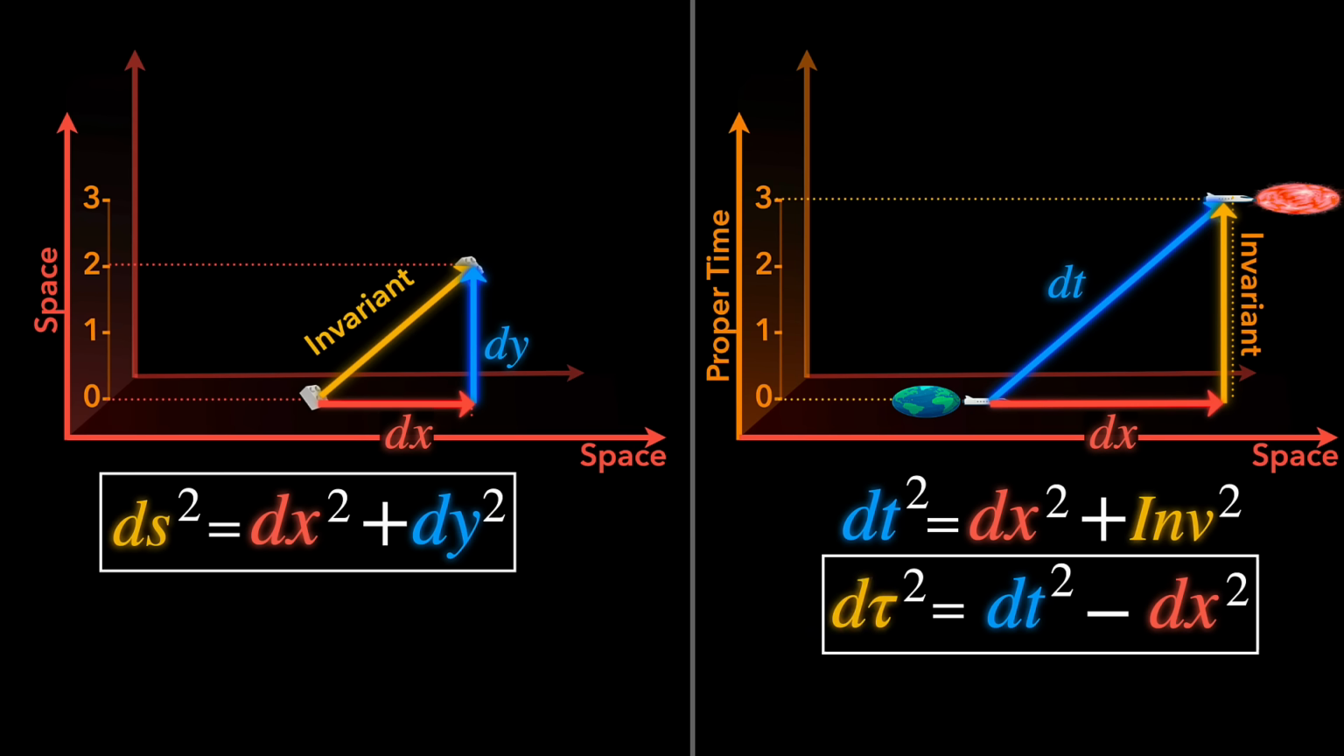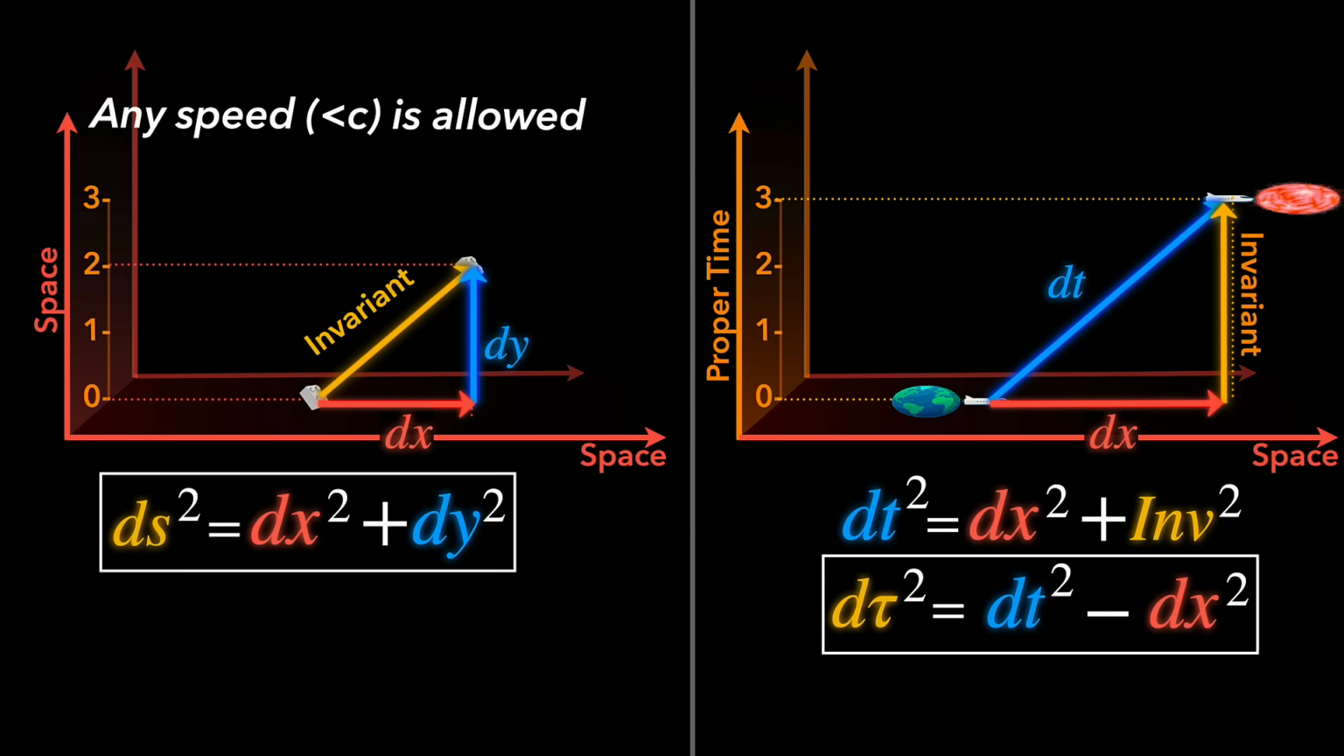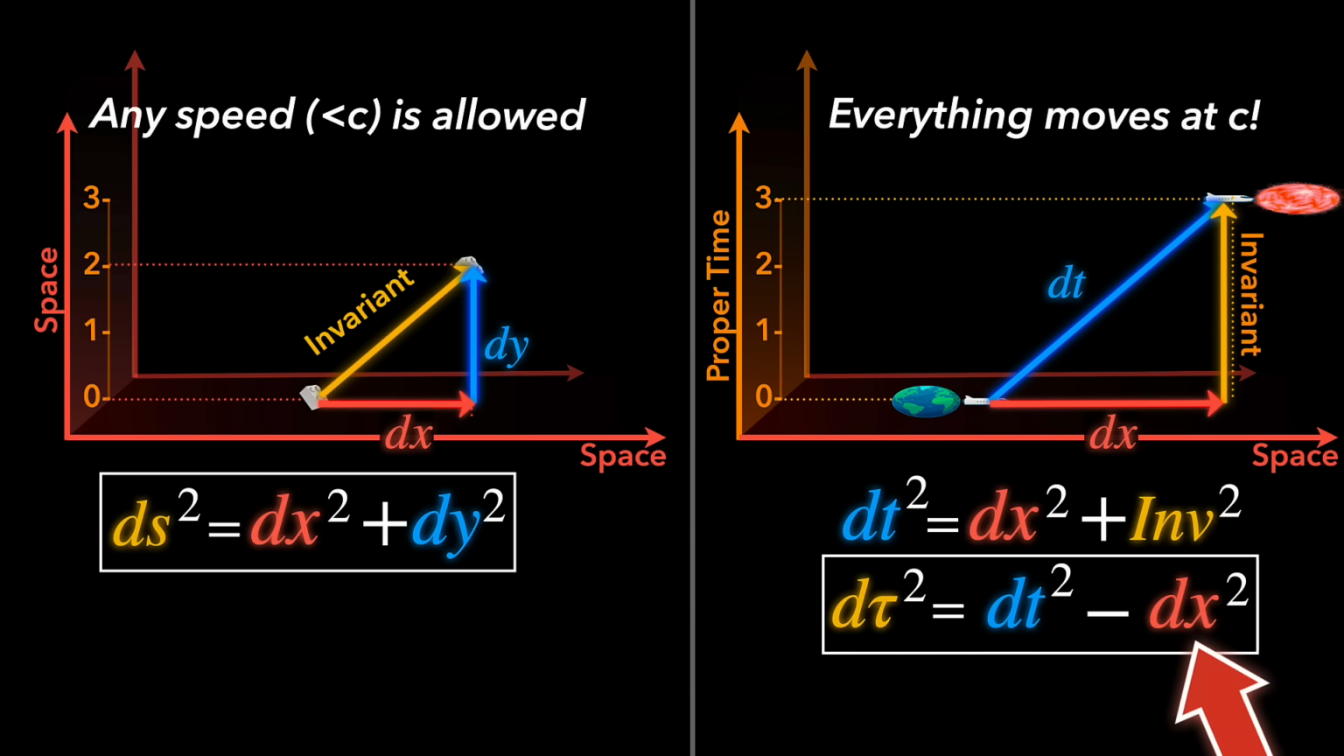But why does it work out this way? What is the core reason? In normal space, you can move at any speeds you want. There is no speed restriction. But in space-time, you can only ever move with one speed, the speed of light, c. As a result, the faster you move through space, the slower you move through proper time. That's what the minus sign is saying.